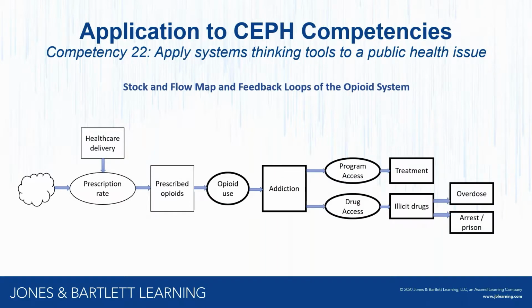Next, we'll build out the stock and flow map further so we can see the pathway from prescribed opioids to high mortality. Again, we look at what's accumulating, and accumulations are represented by boxes that are on the map. As prescribed opioids accumulate, so does addiction, and with more people experiencing addiction, treatment and illicit drug use also accumulate, and so we show these in boxes.